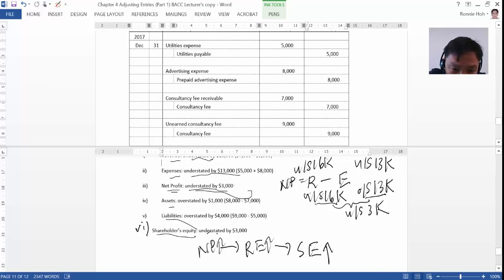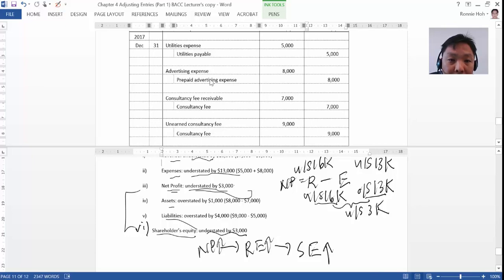There you go. So always, if you come to this question, do 3 and 6 together, or rather net profit and shareholders' equity together. Then let's move on to the last two, assets and liabilities. So if you look up here, out of these 4 adjusting entries, where are the assets? I can see 2, right?